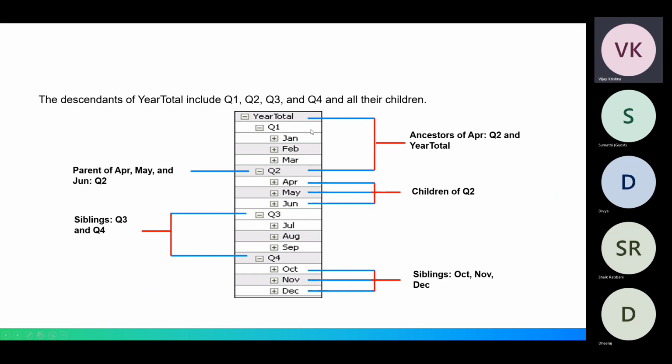If you take year total as a dimension, it is broken up into quarters. Quarters are broken up into months. When I say quarter one, this quarter one is the parent of these three: Jan, Feb, and March are its children. Q1 is my parent, and year total is my ancestor. To each other they are called siblings. Children of quarter two are April, May, and June. The parent of April, May, and June is quarter two. Siblings are Q3 and Q4. Understood? You getting what I'm saying?